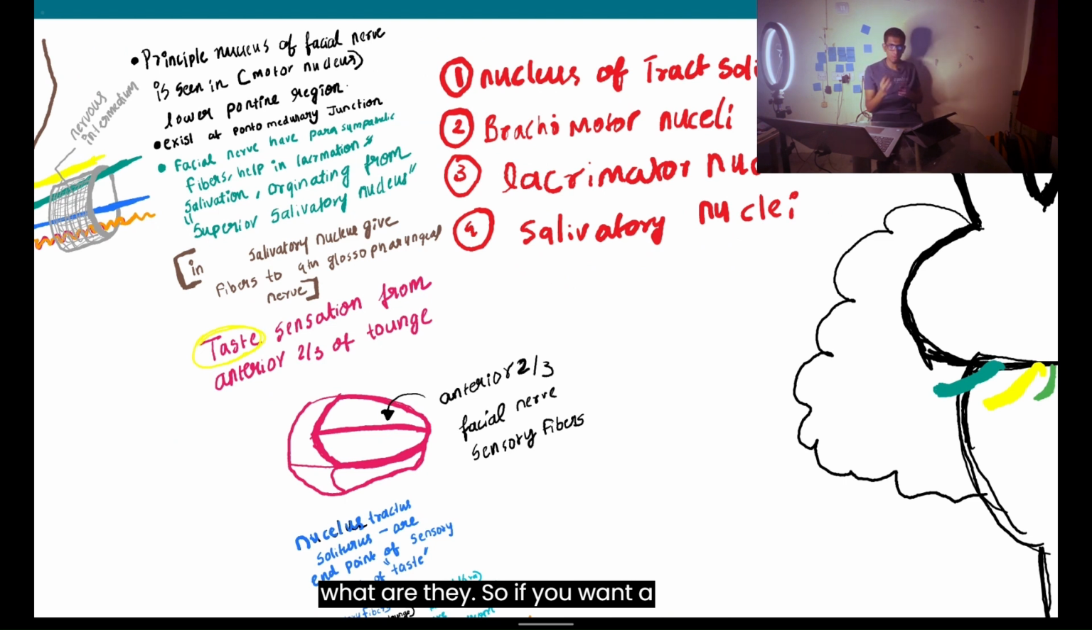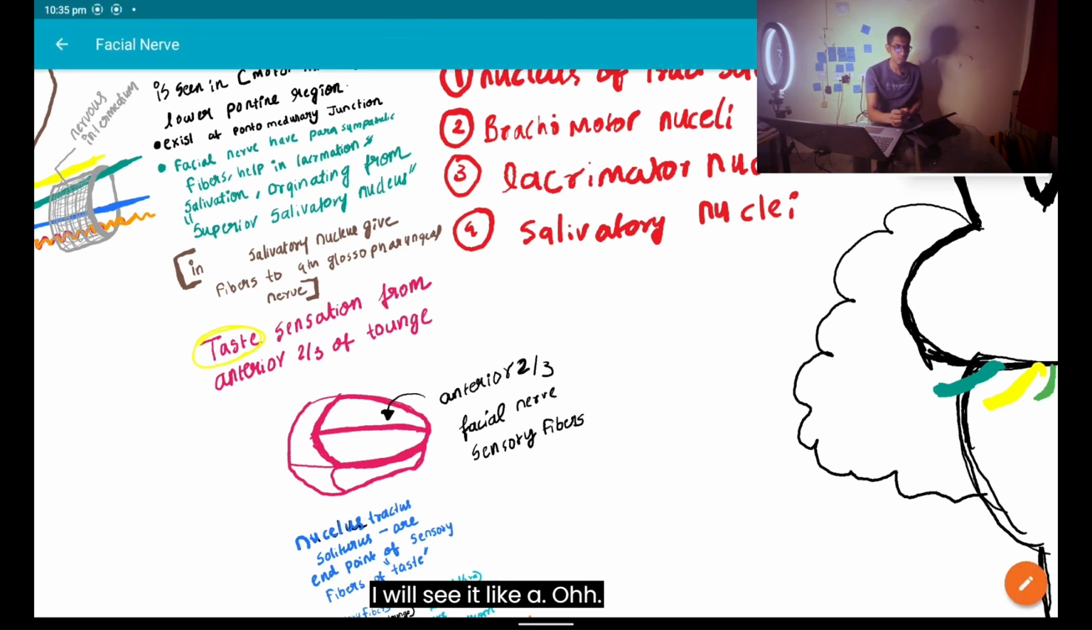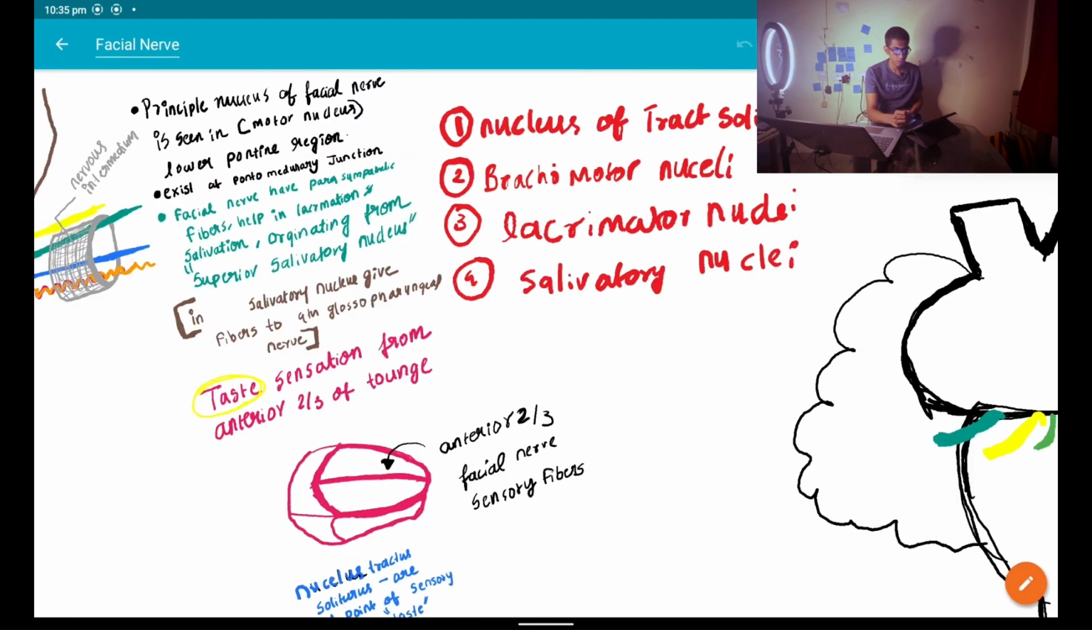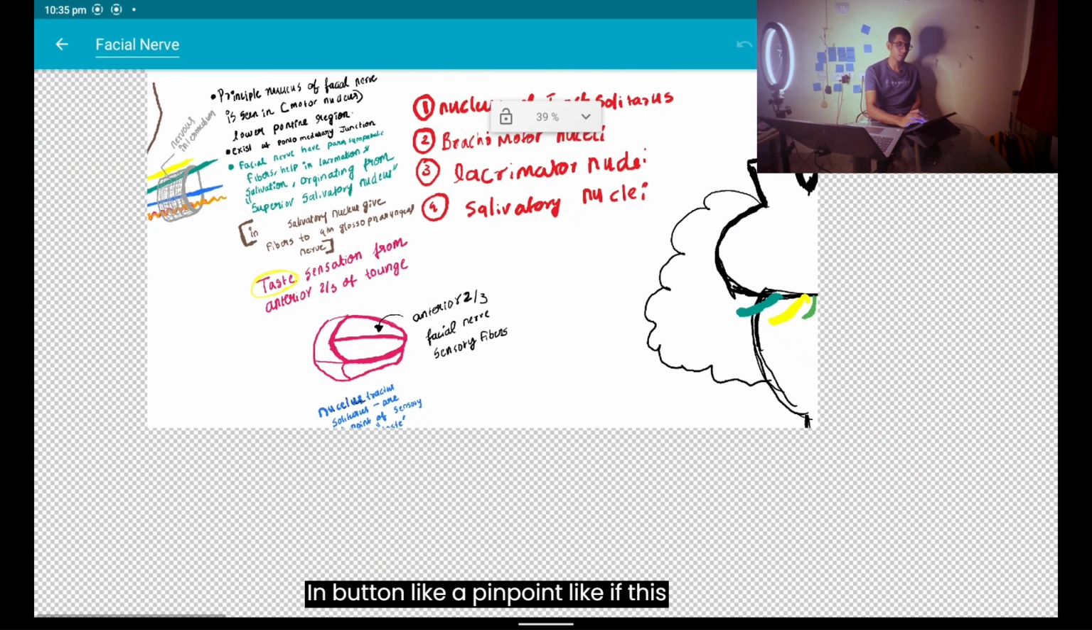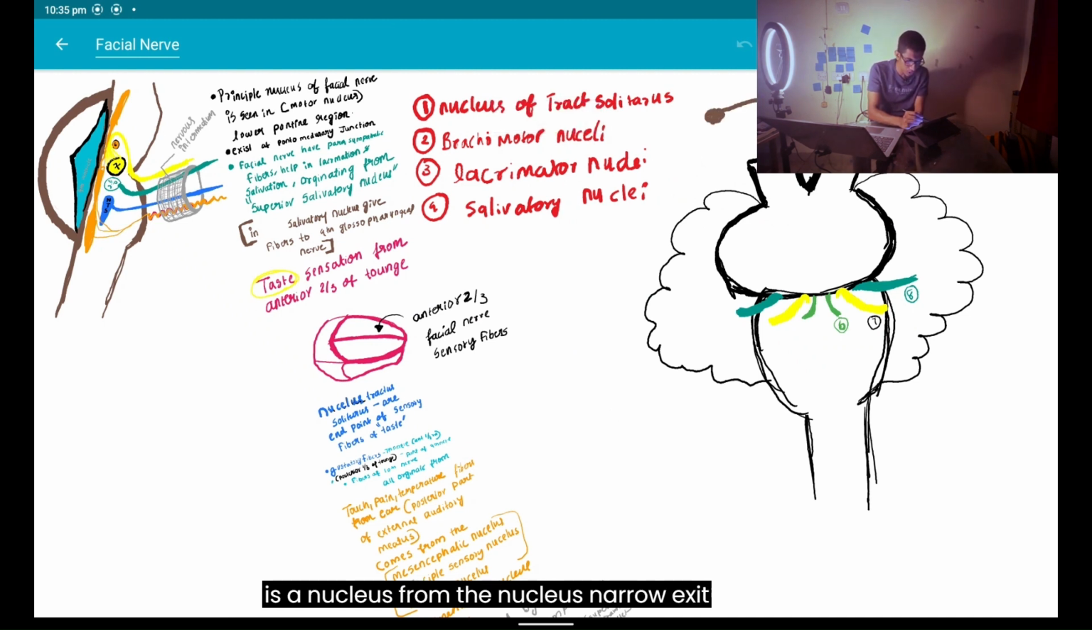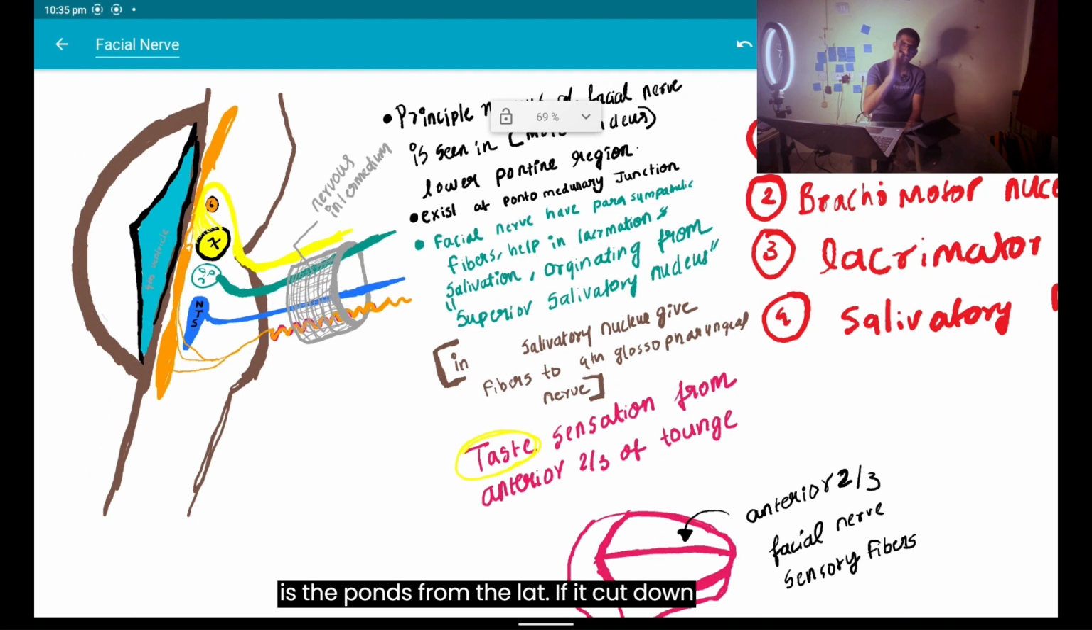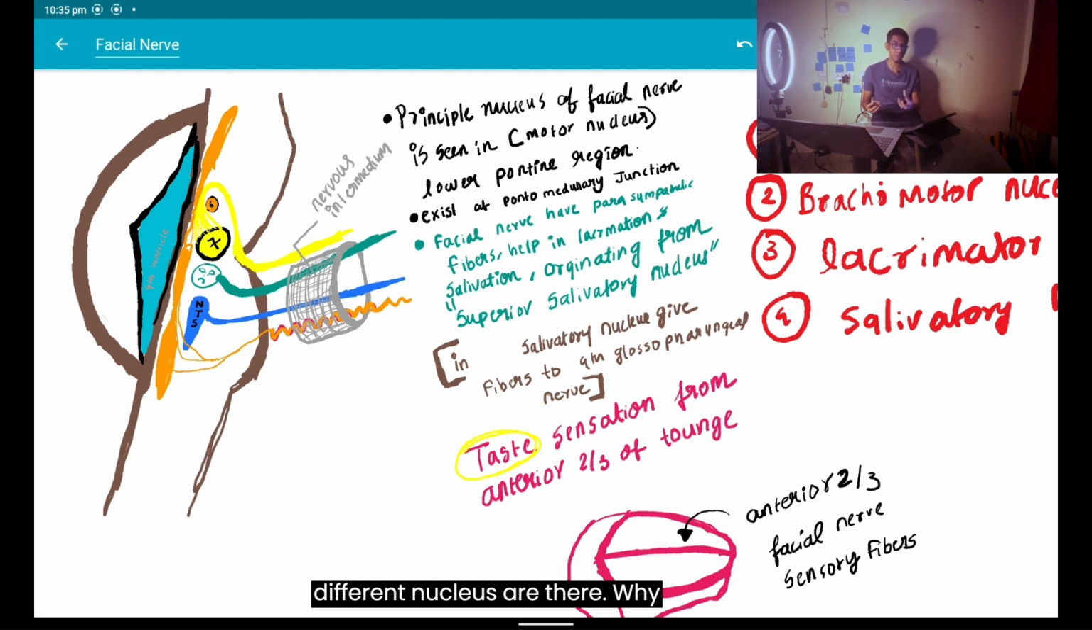If you want a nerve to come out, there should be a nucleus there, right? Every nerve will be coming from a small nucleus, like a button, like a pinpoint. If this is a nucleus, from the nucleus the nerve will exit. So if you are viewing the pons from the lateral side, as if cut down, this entire area is the pons. The facial nerve is coming out, but different nuclei are there.